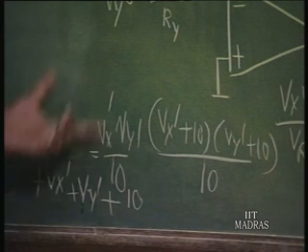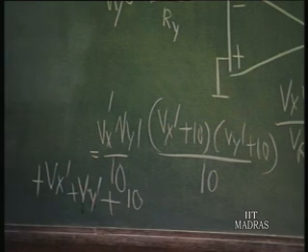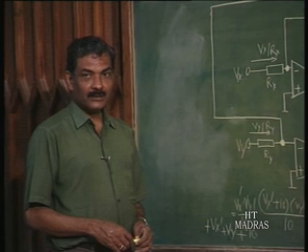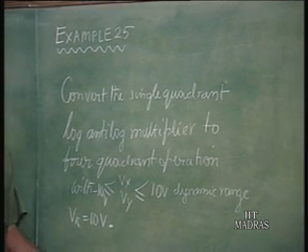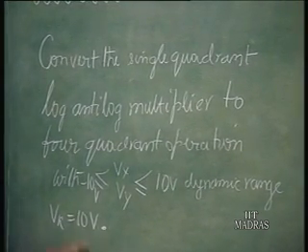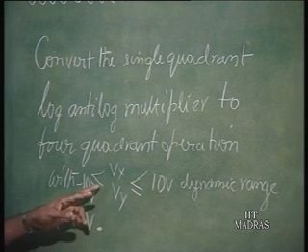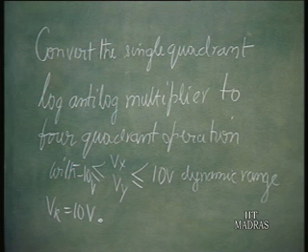So, this particular thing we will work out as an example, so that we can design a 4 quadrant multiplier out of a single quadrant one. Consider this example in order to illustrate how to convert any single quadrant multiplier into 4 quadrant. Example 25, convert the single quadrant log-antilog multiplier to 4 quadrant operation with minus 10 volts less than or equal to Vx, Vy less than or equal to 10 volts dynamic range, Vr equal to 10 volts.